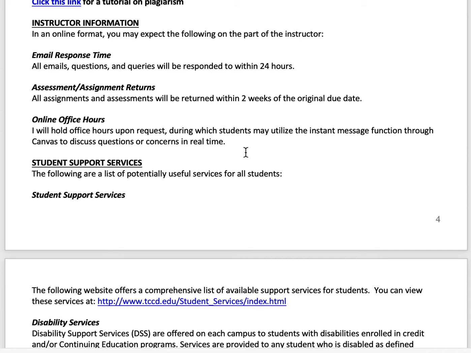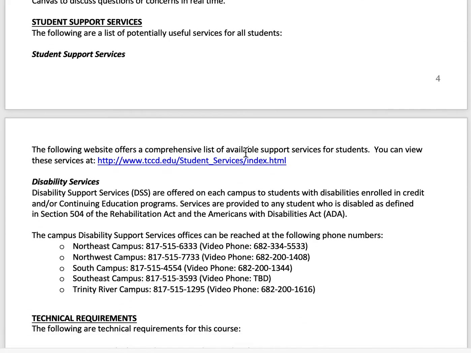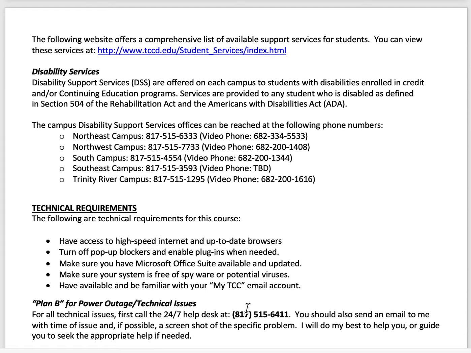If you need online office hours, we can do that through Canvas, so you just need to request that. That's held upon student request. And if you need support services, all that information is here for you. If you have a request for disability services, you need to contact that office, and they will send me some paperwork, and we'll make sure any accommodations are taken care of.